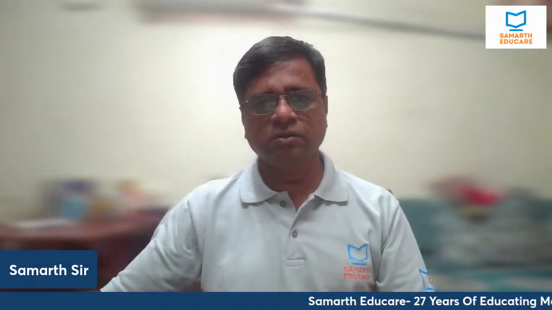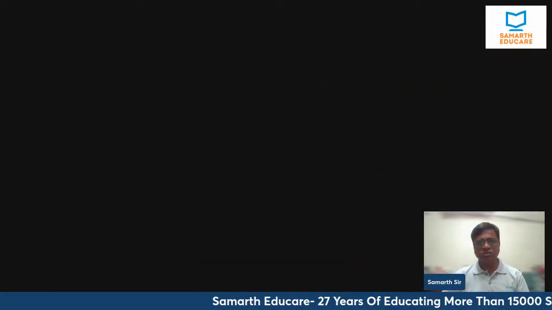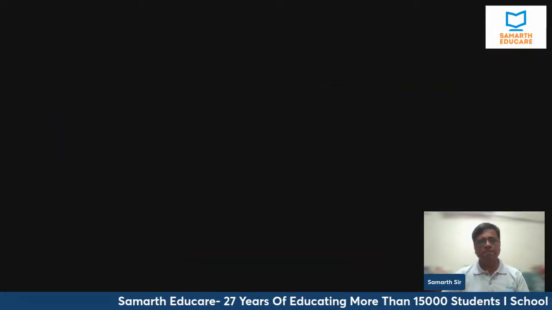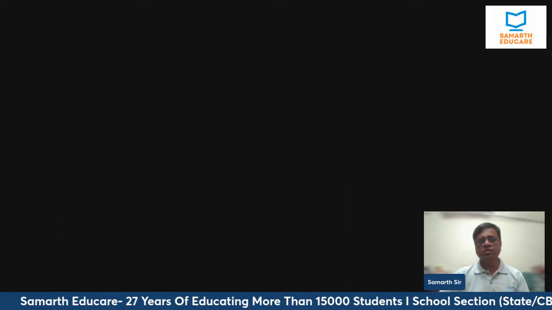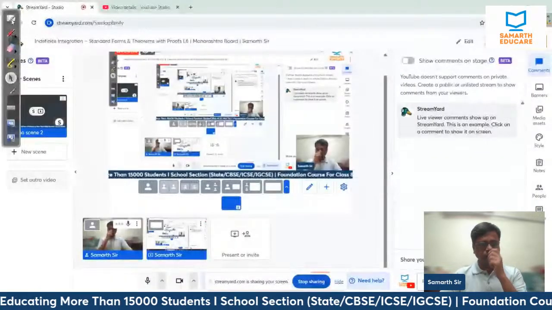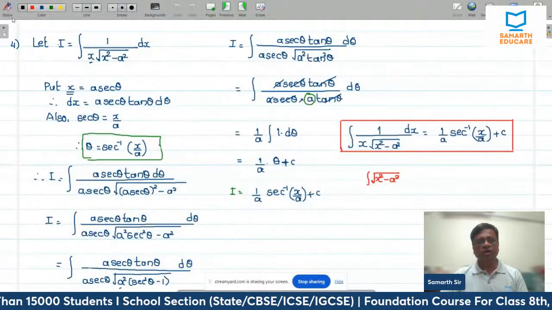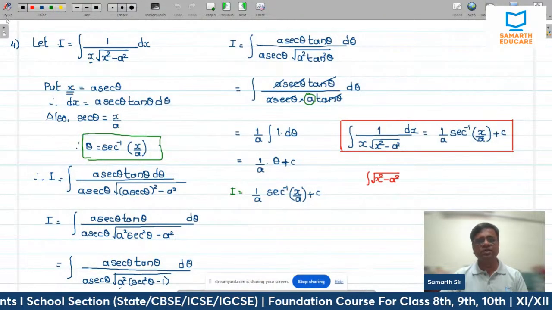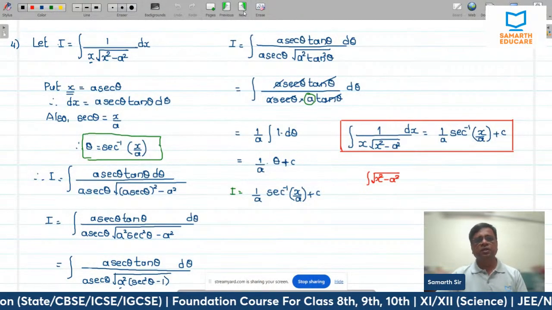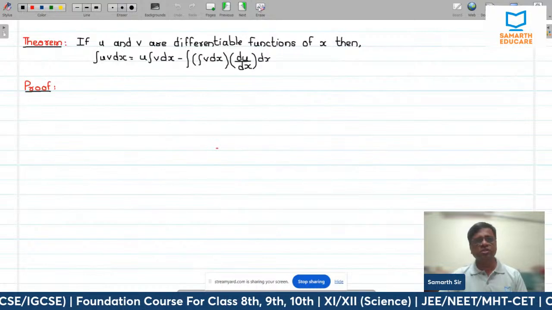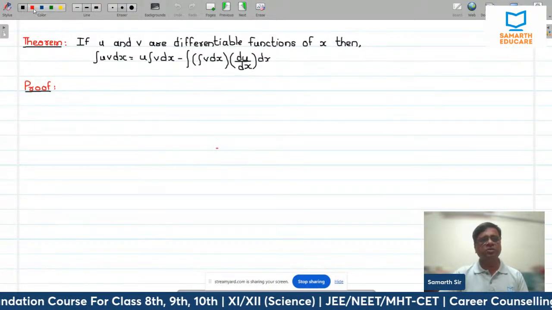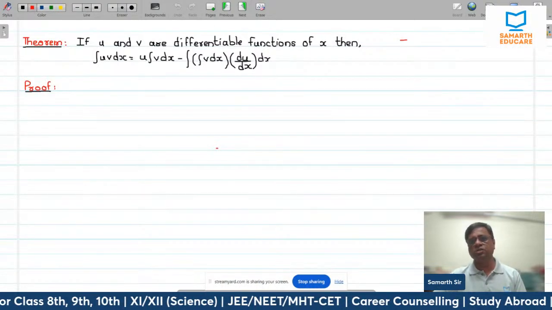Okay, so now let's begin with the class. I'll share the screen. All right, so this is the last thing that we did in the last class. Let's begin with the theorem. Today's theorem is called integration by parts. A theorem, integration by parts.